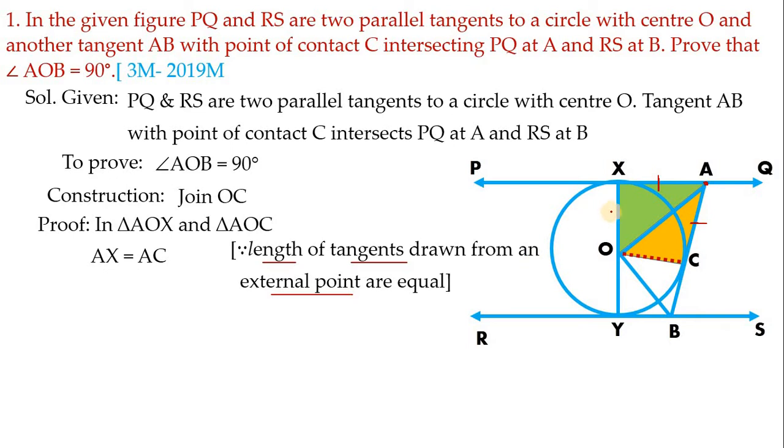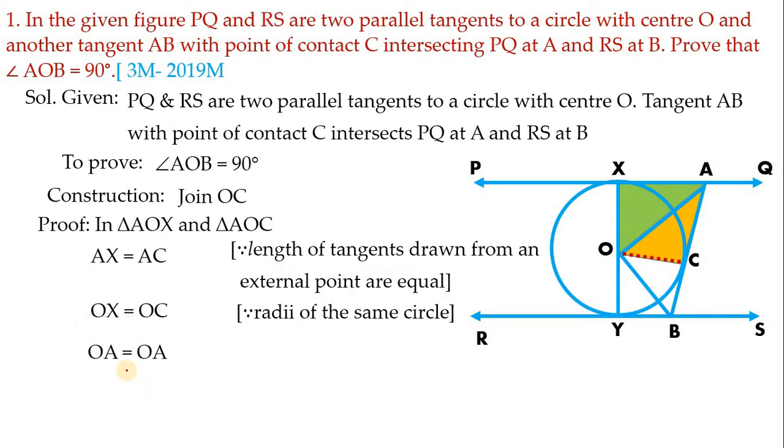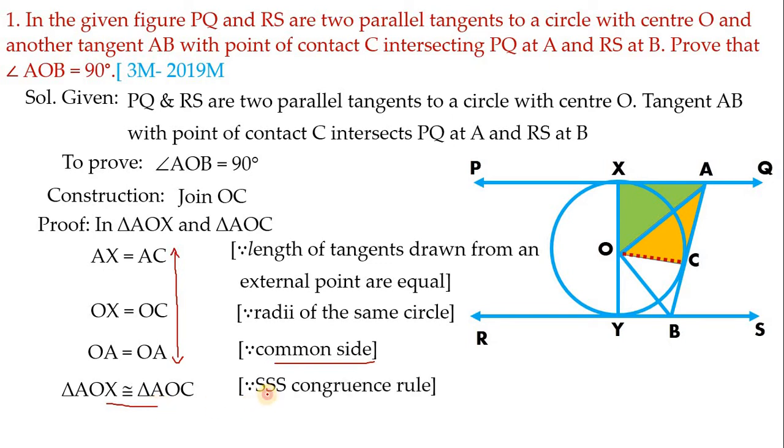Next, OX equals OC because these two are radii of the same circle. And next, OA is common for both the triangles. OA equals OA. Reason is common side. Now look at here. We have shown 3 pairs of corresponding sides are equal. Hence, we can easily write these two triangles are congruent under the SSS congruence rule.